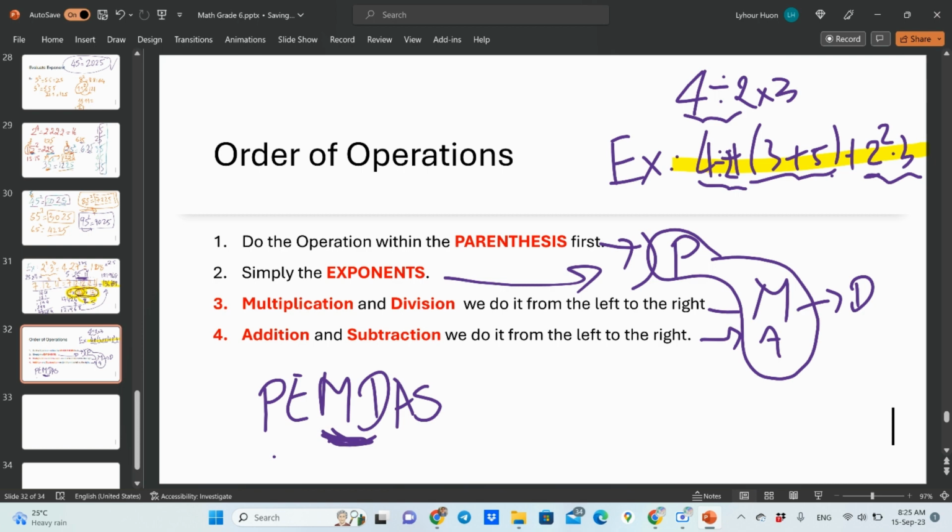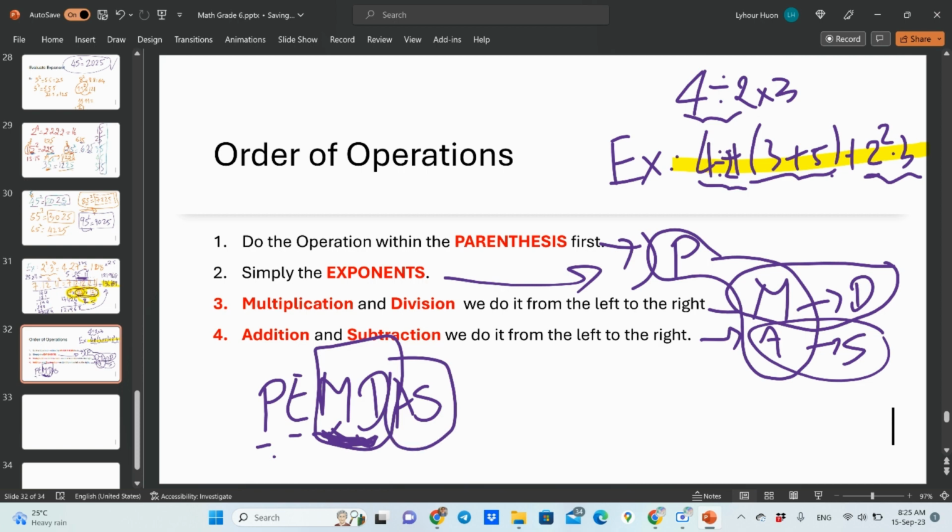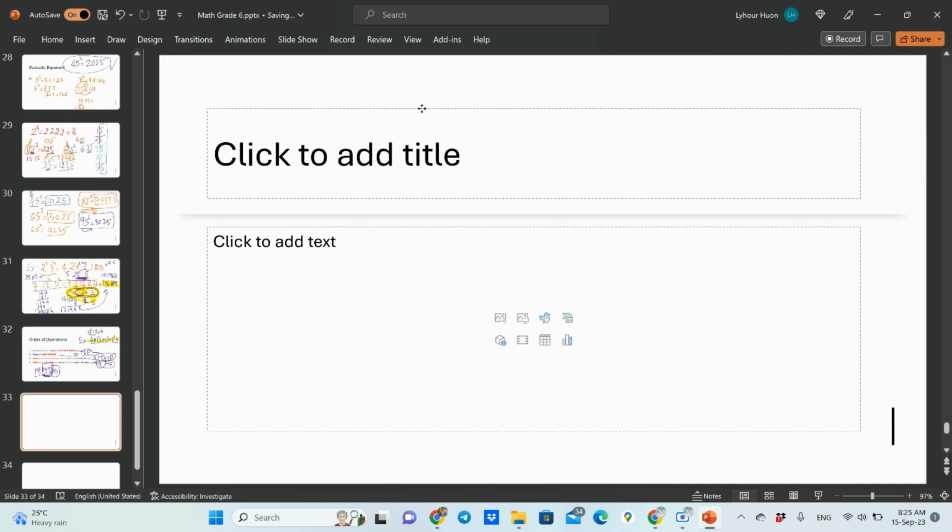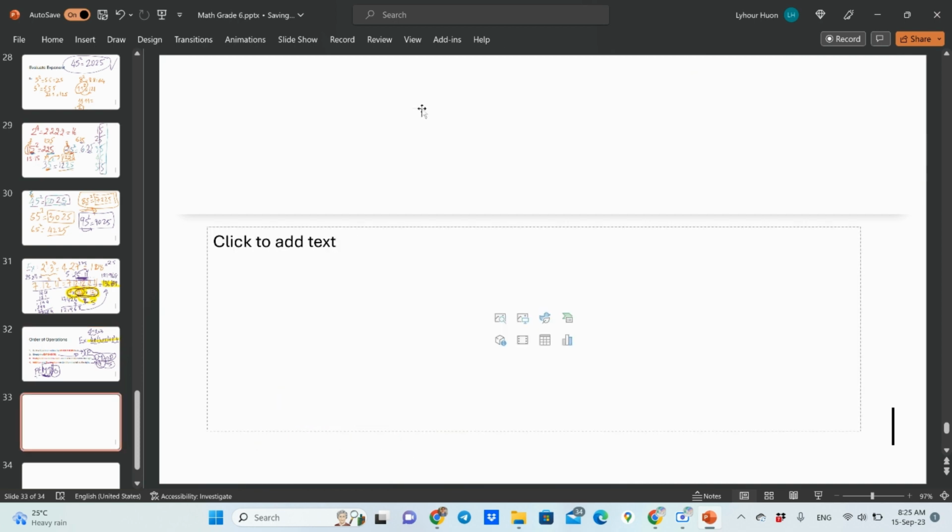PEMDAS means parentheses, then exponents, then multiplication and division, then addition and subtraction. But multiplication and division are parallel. We don't do them at different times; it's at the same time. What we need to know is it's from the left to the right. As long as you can recognize it, it's okay.